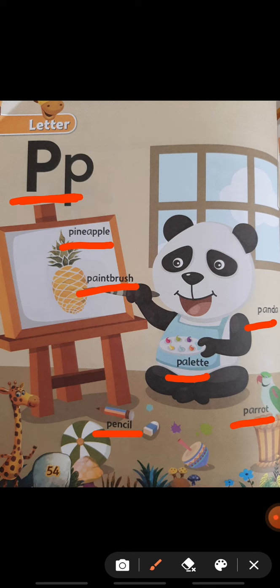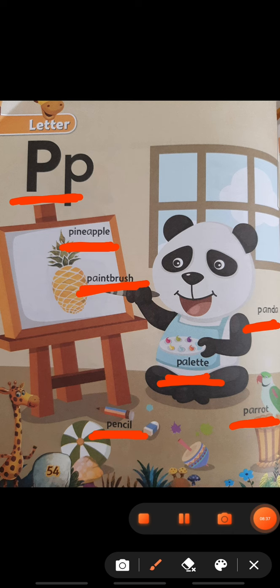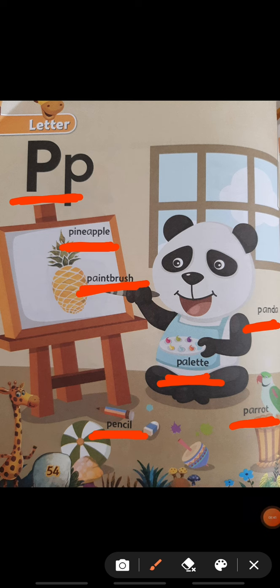Letter P. P for pineapple. P for paintbrush. P for pencil. P for plate. P for parrot. P for panda. Yes, very good, children. So like this only you have to read it. Okay. So once again we'll read all the letters.